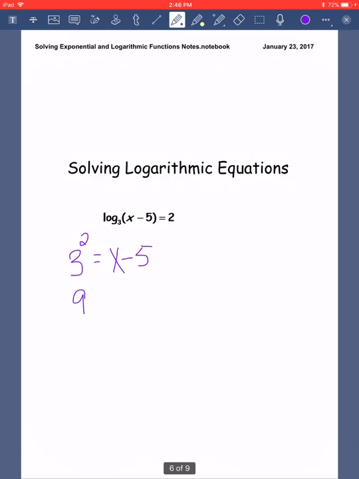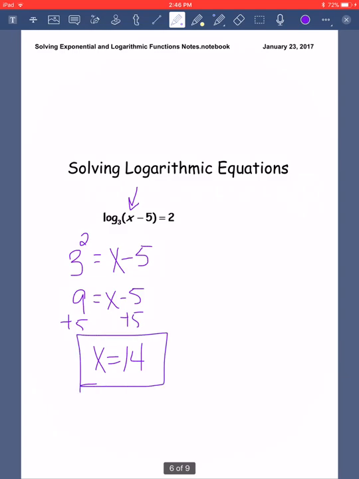3 squared is 9, and that equals x minus 5. And now we're just going to add 5 to each side, and I get that x equals 14. And always double check that when you plug in your solution, you're not ending up taking the log of a negative number. So when I plug in 14 right there, 14 minus 5 is 9, and I can take the log of a positive 9, so that's fine. So 14 is my solution.